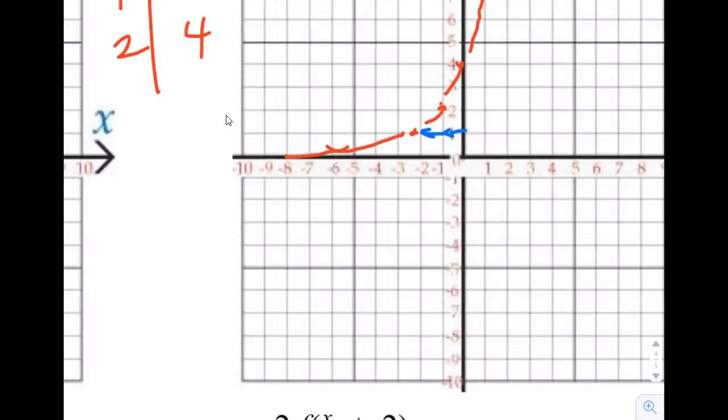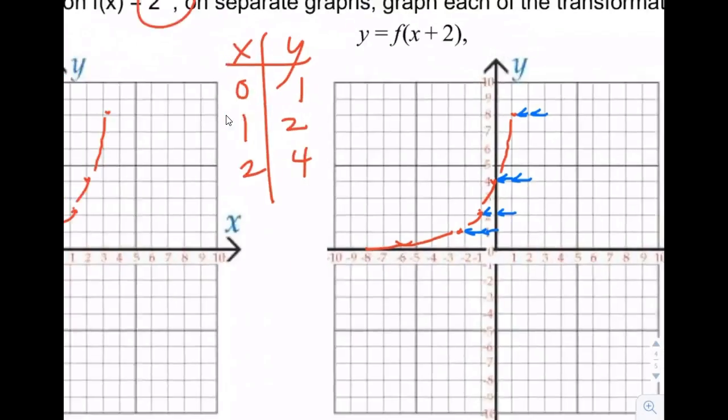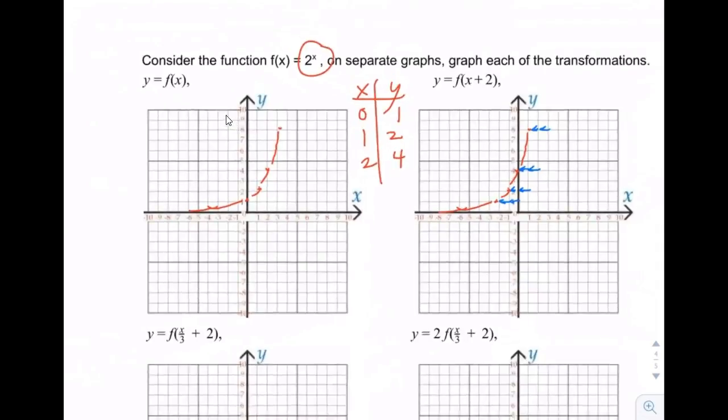I moved it 2 to the left. This point was originally there. I moved it to the left. This point was actually originally 2, 4. I moved it to the left. And this point was 3, 8. I moved it to the left. Okay? So you can see that the whole function moved 2 to the left.